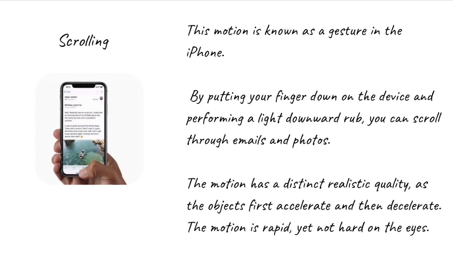As you scroll on your phone, your finger does an upward and downward motion which allows you to view more than one thing. You can also control the speed of the scroll, which gives off a realistic element to the phone.